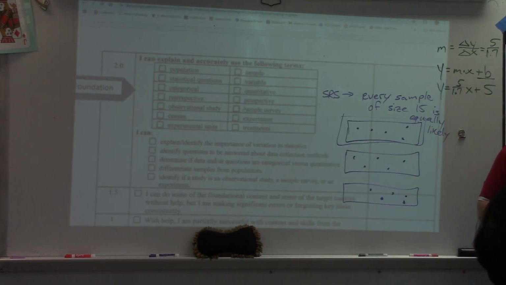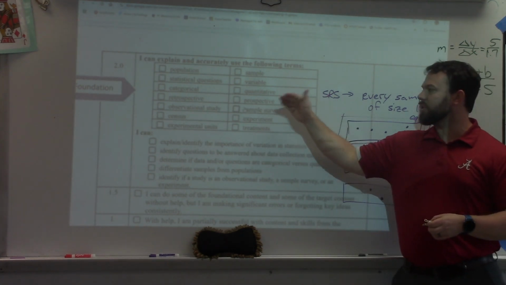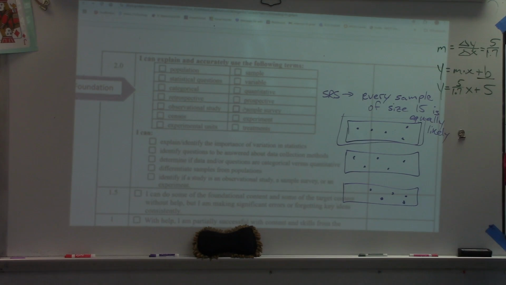Okay, so don't forget, what's the goal of observational studies and sample surveys? To make an inference about a population, right? So the whole goal is always to make an inference. If it's an observational study or a sample survey, it's to make an inference about the population, which is why we need our sample to be what of that population? Representative. Representative of the population, which is why I need randomness.